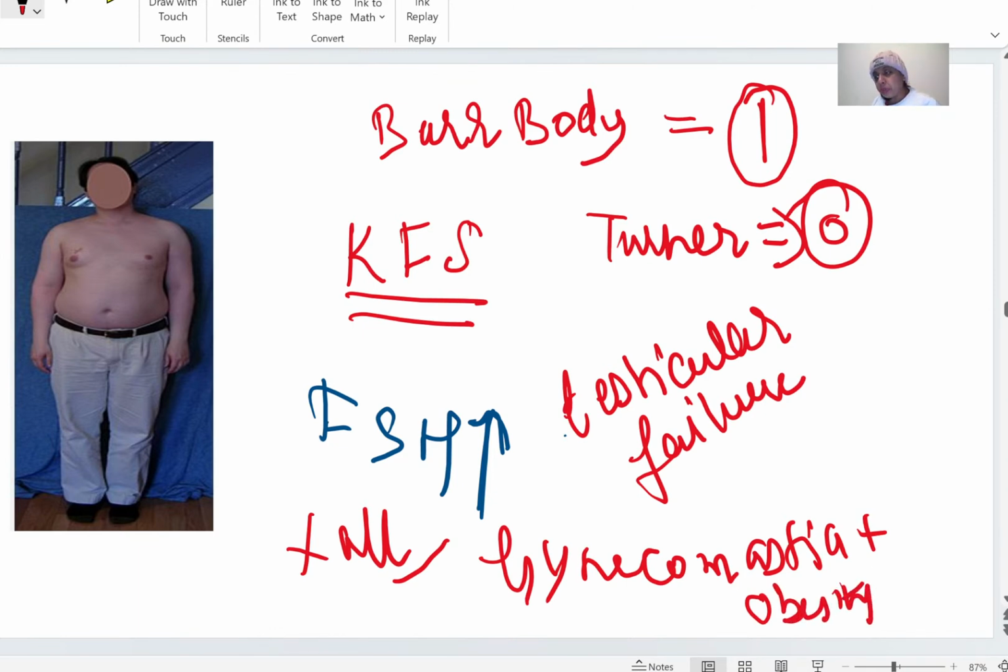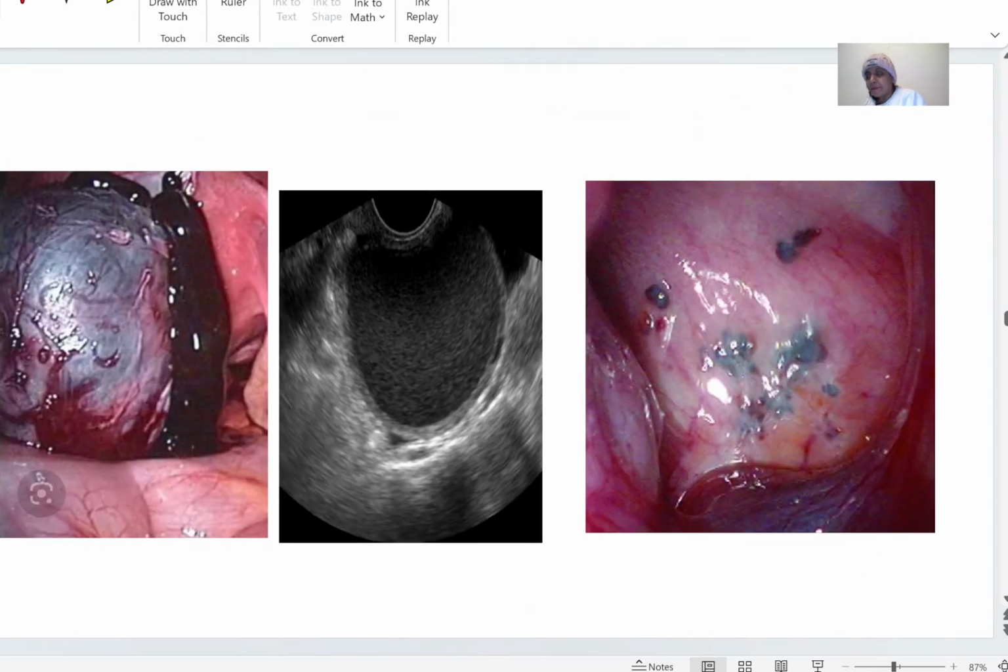When do they present to the doctor? Infertility, when the couple is not able to conceive. Okay.